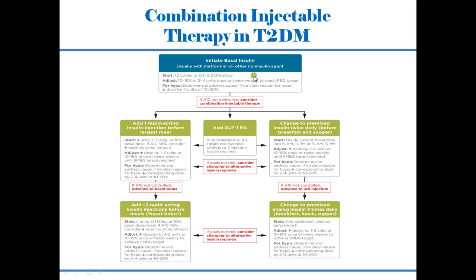So you start with the basal insulin with metformin or another non-insulin agent, and if HbA1c is not controlled, you add a rapid acting insulin, the insulin which controls the prandial sugars, that is the sugars rising after taking food, or you add the GLP-1s, or you can change to pre-mixed insulin, a mixture of insulin which has the rapid acting insulin and long acting insulin. You can give them.